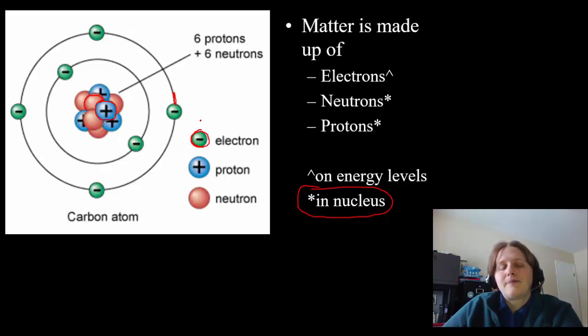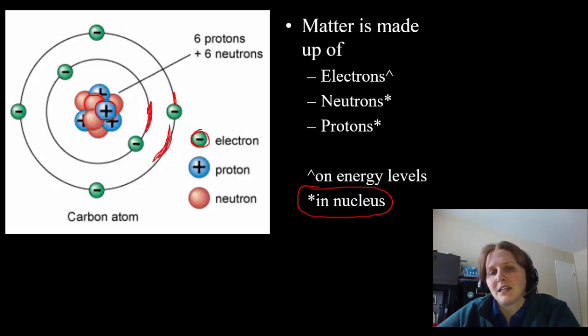But what this cartoon is really handy for is it shows that there are different levels that the electrons can exist on. The electrons can exist on this orbital, let's call it an orbital, or the electrons can exist on this orbital. And that is going to be really important here in a second. The electrons are outside of the nucleus, and they have to be on one of these orbitals, one of these energy levels.